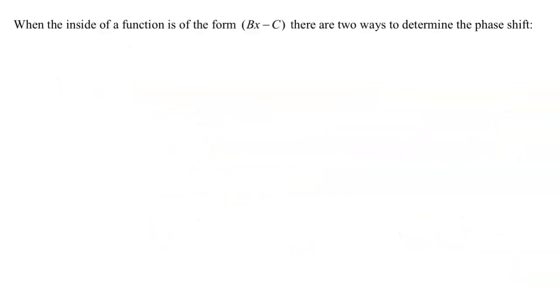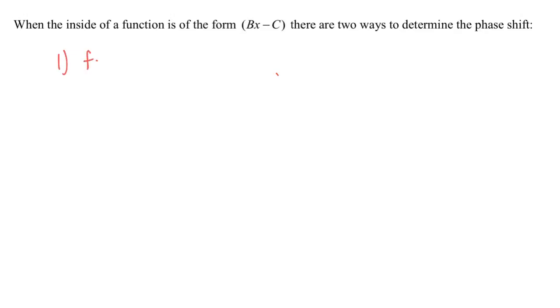Okay, so you may have noticed on the last two examples that finding the phase shift was pretty easy because the b, or the number in front of x, had already been factored out of the expression, but that's not always necessarily the case. And so when the inside of the function is of the form bx minus c, meaning that the b has not been factored out, there are two ways to determine the phase shift. And which one you choose is completely up to you. I will not really care which one you utilize, but here are the different ways that you can do this.